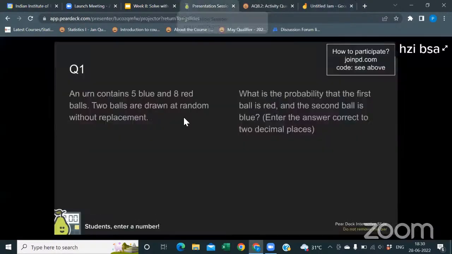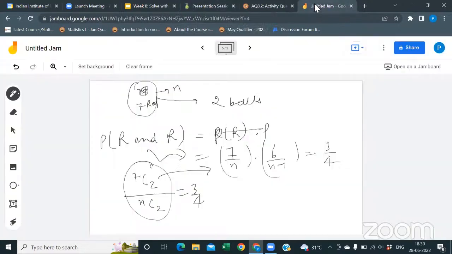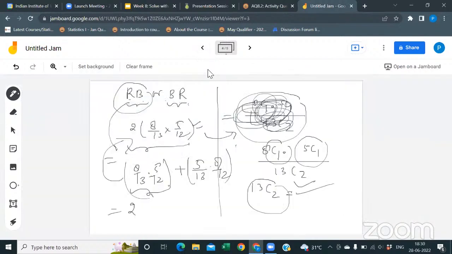Sir, one question. Just now you told, without repetition. So it will be 8 by 13 into 5 by 13 only, right? No, 5 by 12, because without repetition you have drawn. Sorry, with repetition you told, right, sir? If it is with repetition, then it is 8 by 13 into 5 by 13. Yes, if the first ball is red and the second ball is blue, and we are drawing with repetition, then it will be 8 by 13 into 5 by 13. If both are blue, then it will be 5 by 13 into 5 by 13.